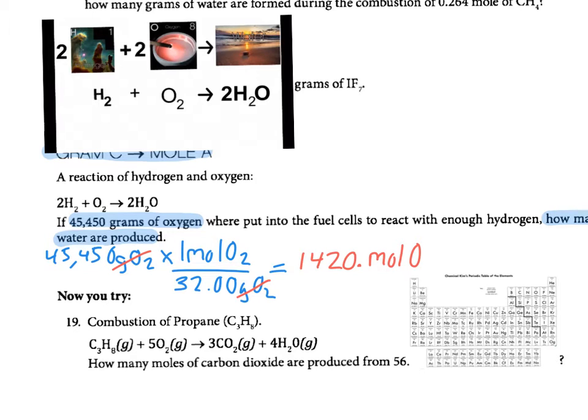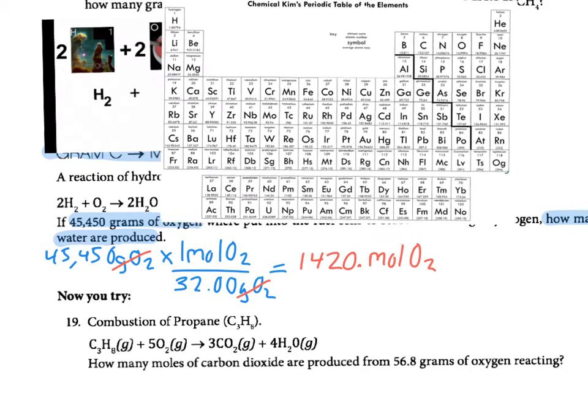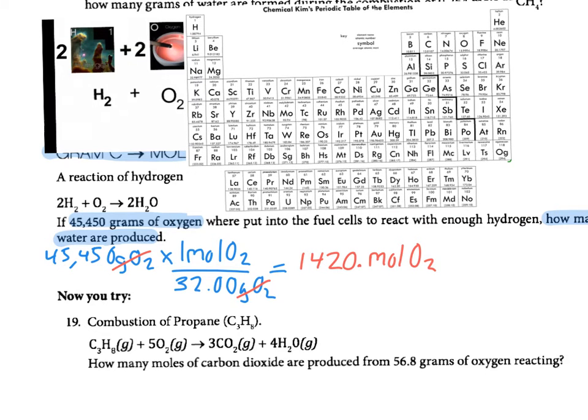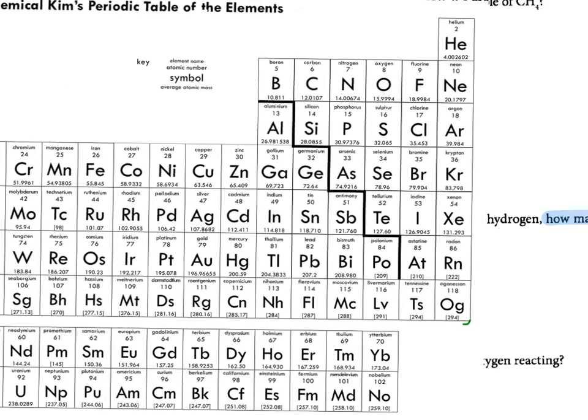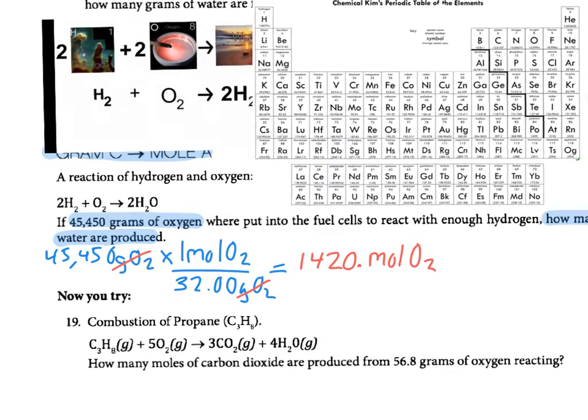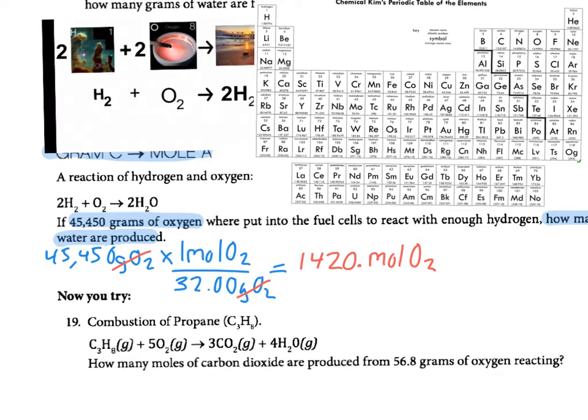And I got that from looking at the periodic table and the atomic masses. So we're going to be always using the atomic masses pretty much for the rest of the semester. So have this handy, and I just of course used the oxygen, which is 16, and 16 times 2, so that's where I got the 32. So that's my first step.